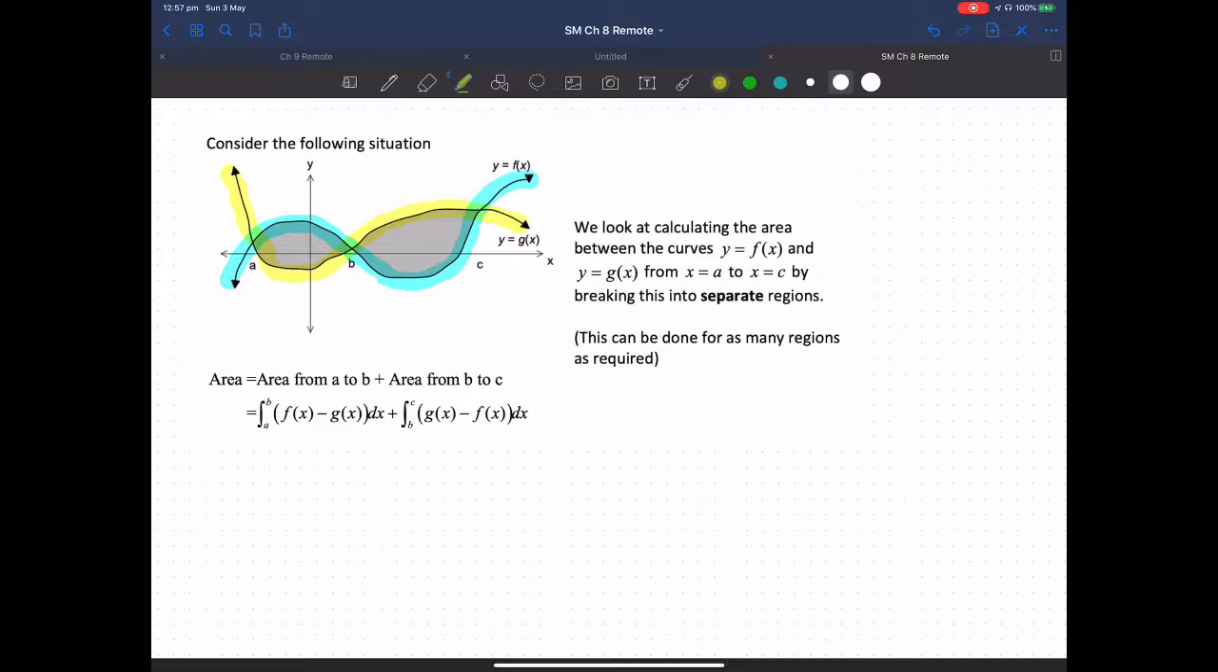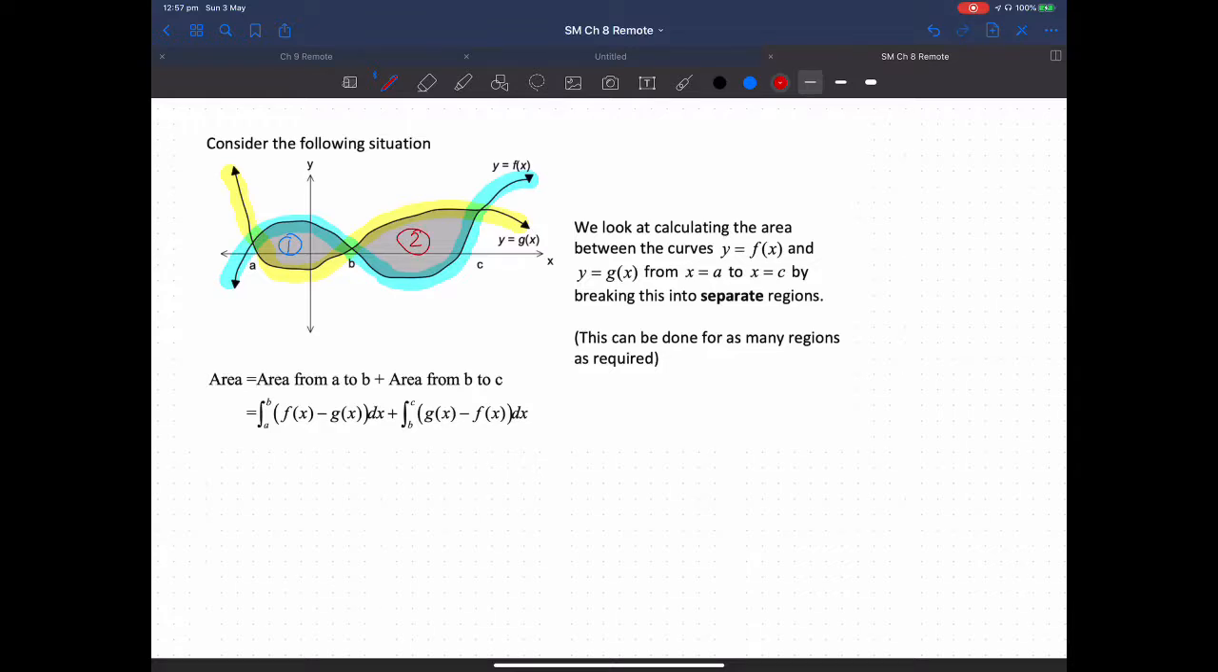So the way in which we deal with that situation normally is we split it up into two areas. So in this case, we have an area between A and B, which I have labelled 1, and we have an area between B and C, which I've labelled 2.